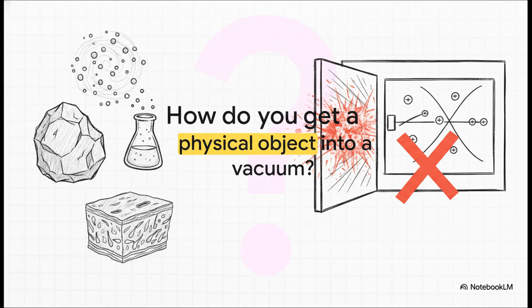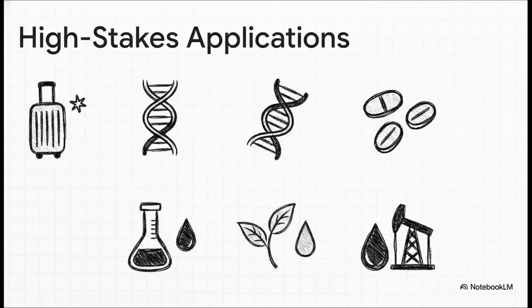It's a non-starter. And getting this right is a huge deal, because mastering sample introduction is what lets us do some pretty amazing things in the real world. We're talking about airport security screening for trace explosives. In biotech, it's how we sequence proteins and oligonucleotides. The pharma industry relies on it for literally every phase of drug development. We use it in clinics to spot disease markers and illicit drugs in blood or urine. Environmental scientists use it to monitor air and water quality, and geologists even use it to test petroleum reserves. But here's the catch. Absolutely none of this happens if we can't safely get the sample inside the instrument first.